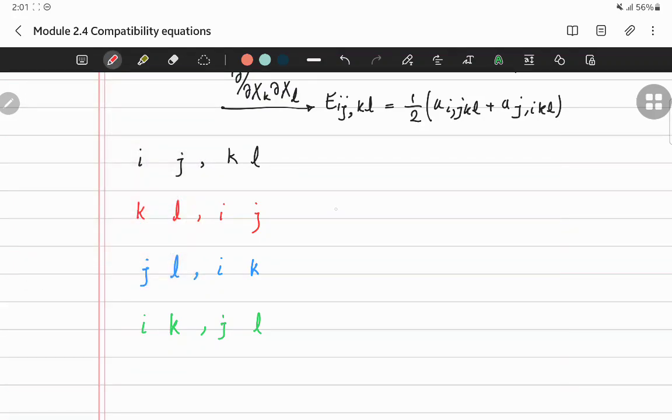So I have here E. So instead of I, I have to write K. Instead of J, I have to write L. So I can write E_KLIJ is equal to half of U_KJKL plus U_JIKL.